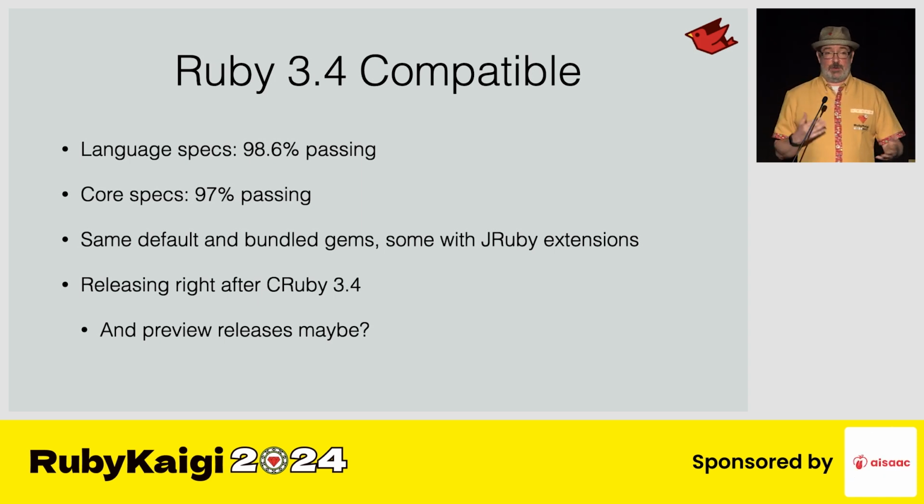Generally the same bundled and default gems. Where there's a C extension, usually we have a JRuby version that has a JRuby extension, or we just use a pure Ruby version. Sometimes the pure Ruby is just as fast and we don't need to use a native extension for it.